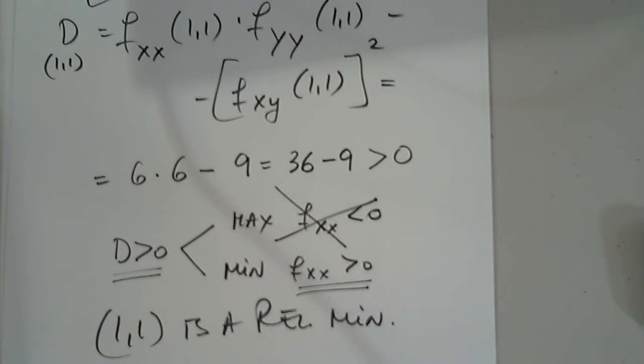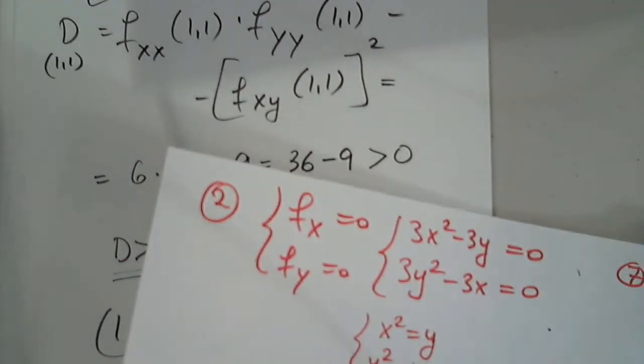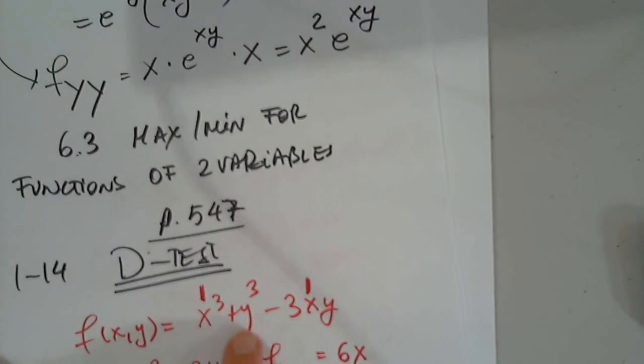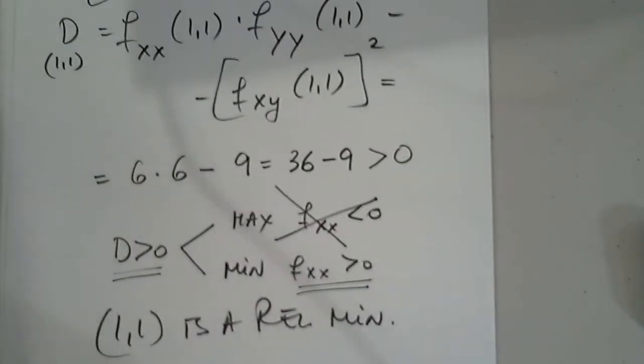I know we have to practice different things, but this is the end of the course. No more new material moving forward. Now they are also asking us to find the relative minimum. So this one is a relative minimum, but I don't know what it is. So I have to go back to the function, plug in (1, 1), and determine it.